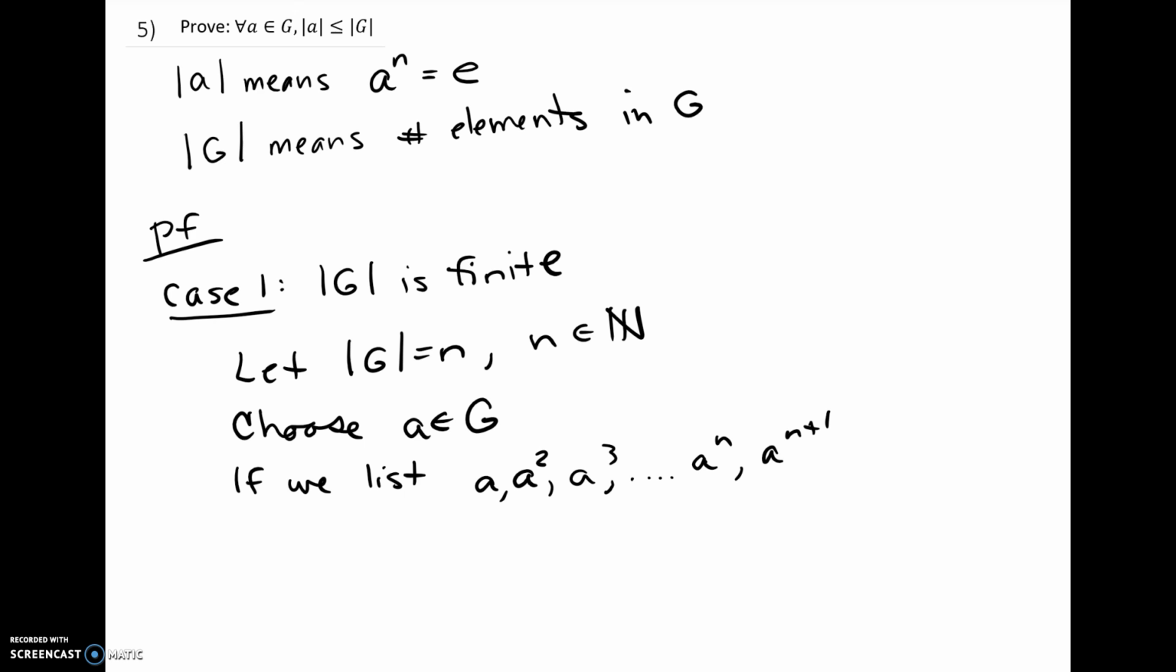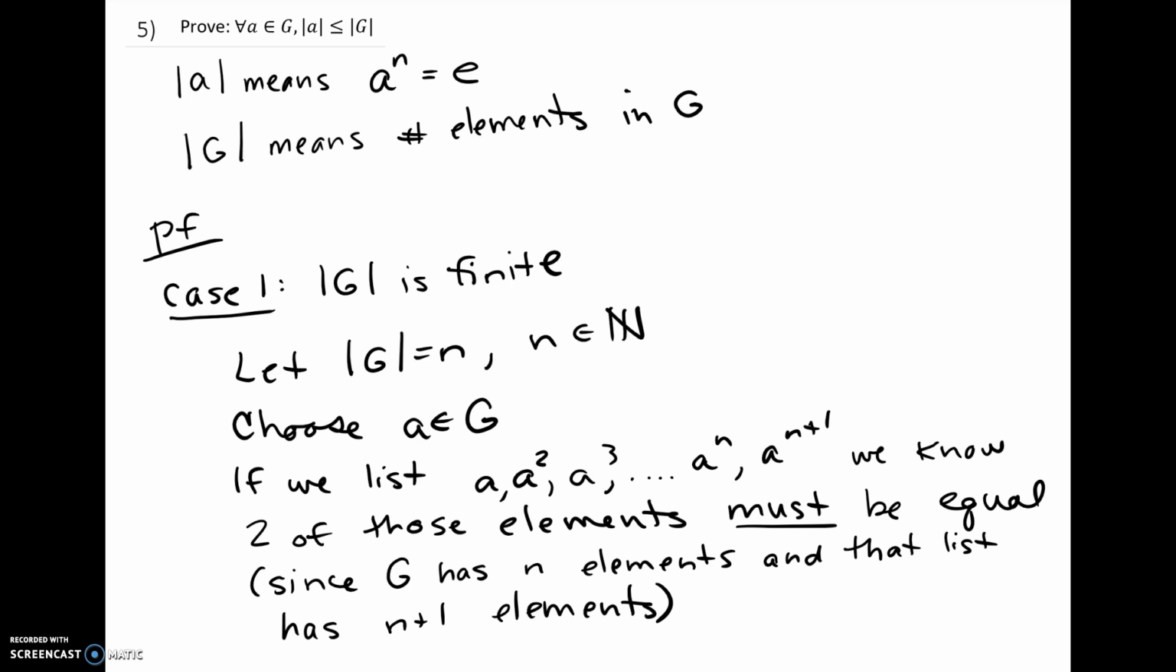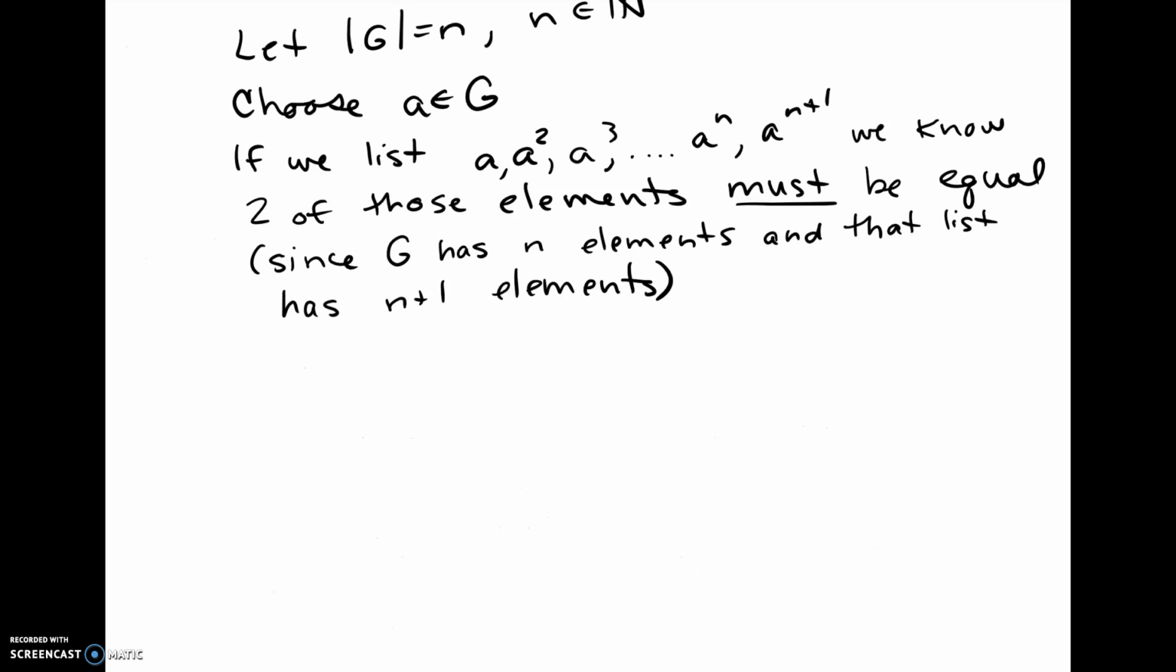Now, that could have happened in the beginning, like a squared and a to the fourth could be the same. So we don't necessarily have to go up to a to the n plus 1, but if we do go up to a to the n plus 1, we ensure that two of them must be the same, so we cover all our bases. So let's write that out. All right, so here I just wrote out everything that I explained. So let's keep going.